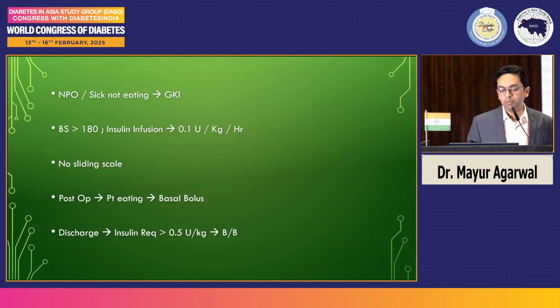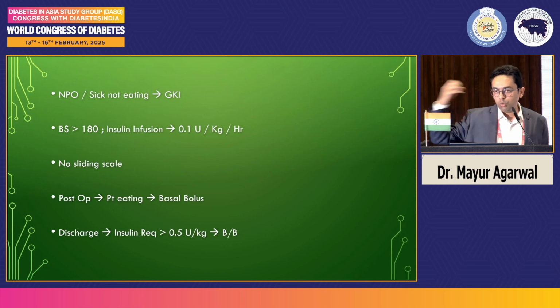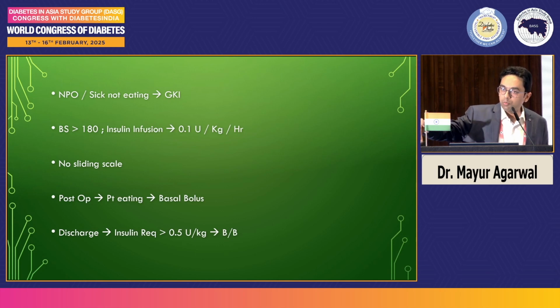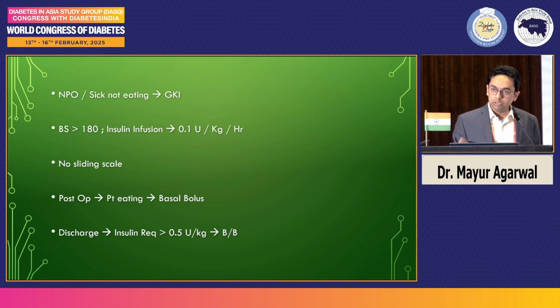If the patient is NPO, not eating anything, glucose potassium infusion is required. If the blood sugars are more than 180, you can initiate IV insulin. If the patient is NPO, no sliding scale in any hospitalized patient. Post-op, if the patient is eating, you can give basal bolus. If the patient is not eating predictably, and you don't know how much he is eating, you can give an analog, which can be given even after he eats. There are some analogs which you can give post-eating also. Then you can discharge on insulin or maybe oral therapy.